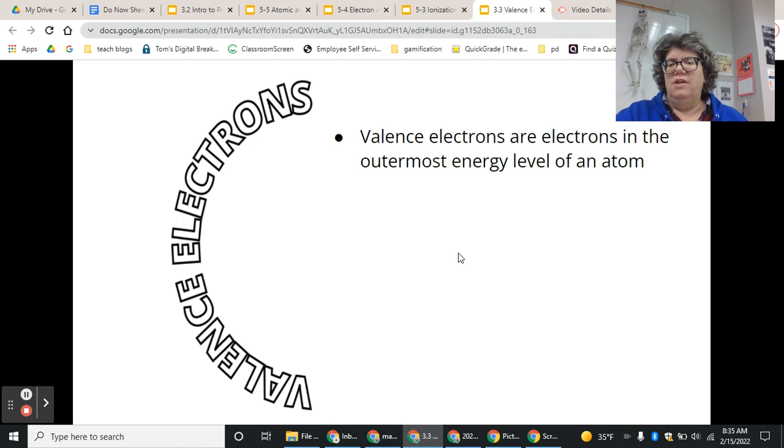Valence electrons are the electrons in the outermost energy level of an atom. So remember when you did those Bohr models and you did 2 electrons in the first energy level and then 8 in the next one and then however many in the next one until you had all the electrons filled in? That outermost ring, those are called valence electrons.